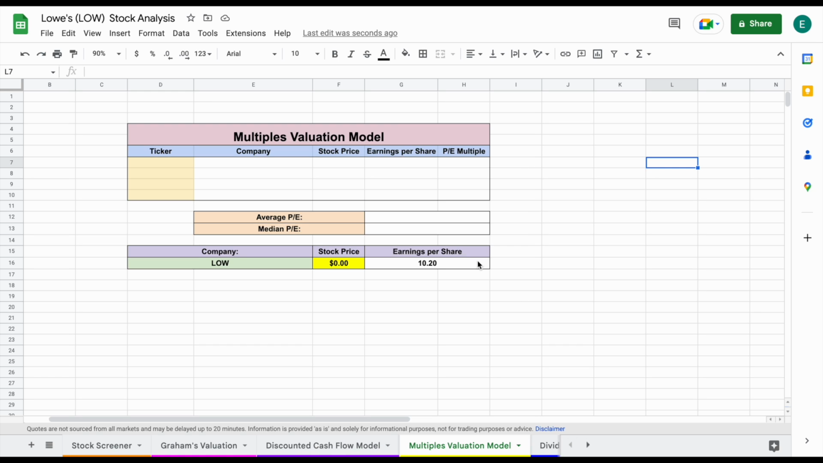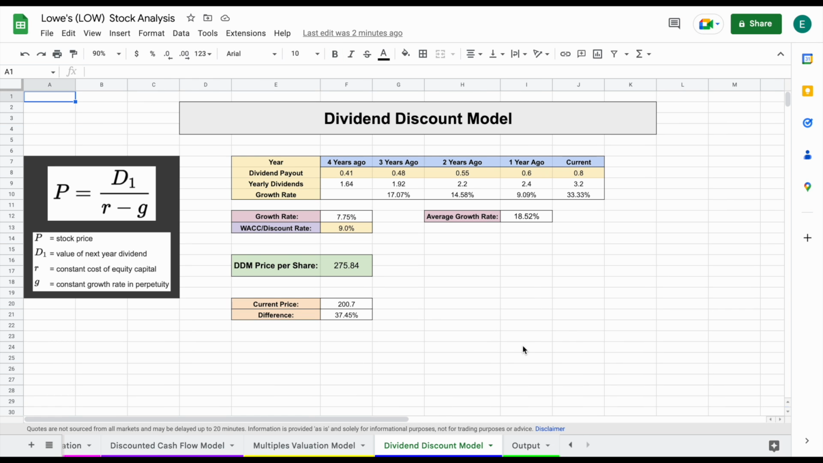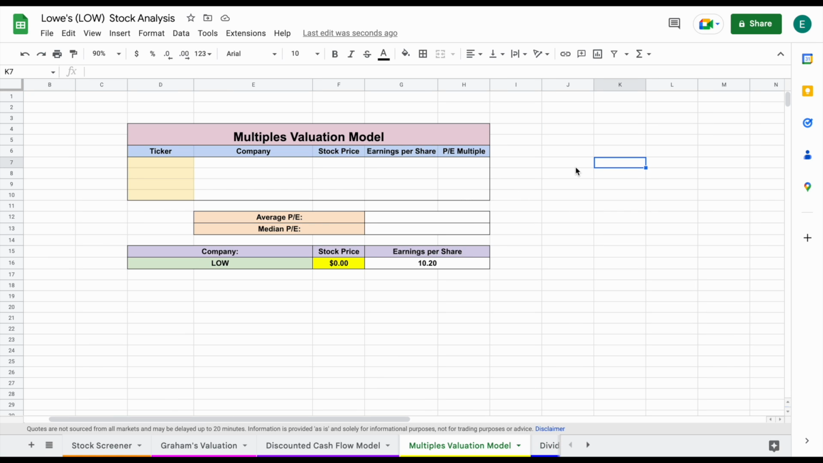the market. Now, there are multiple different ways to value a stock, such as Graham's valuation, a discounted cash flow, a multiples valuation, and the dividend discount model. And while learning to value stocks can be quite a process, I've made the process extremely easy by building out templates within a spreadsheet that makes it much easier to value a stock. And in this scenario, let's just look at one valuation, the multiples valuation.